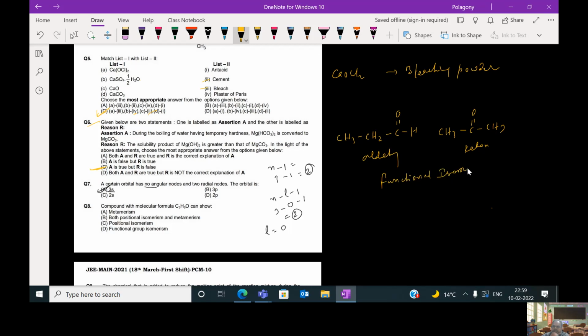Functional isomers, because here a ketone functional group is present, and here an aldehyde is present. So this compound is an example of functional isomerism, not metamerism, not positional isomers. Functional isomerism is the right option. Now we can move to the next question.